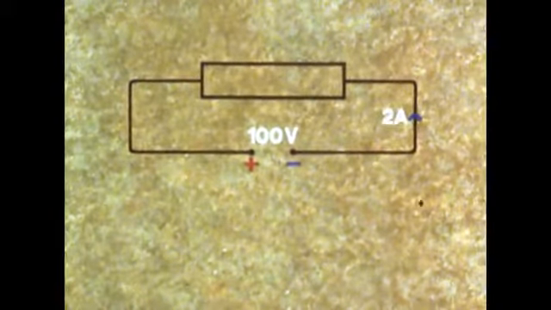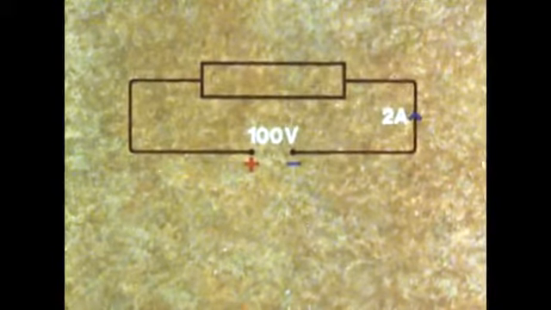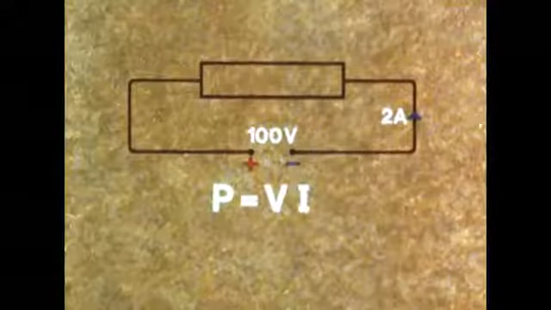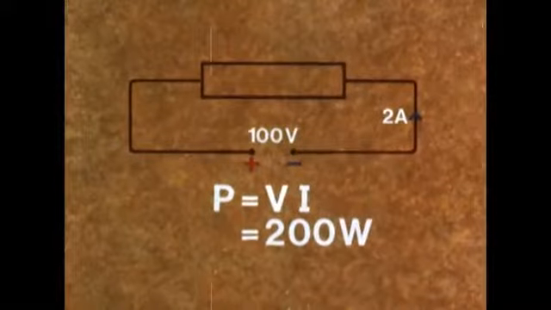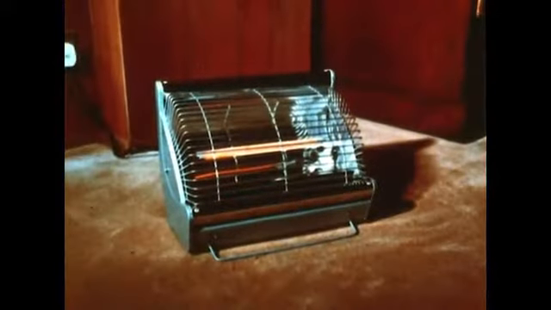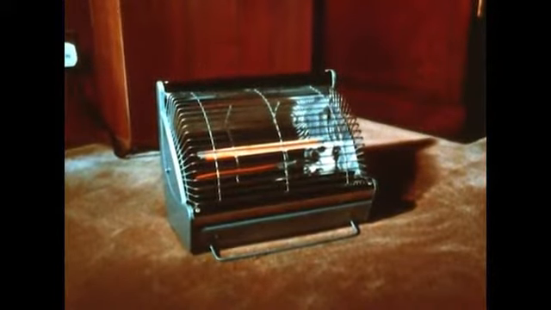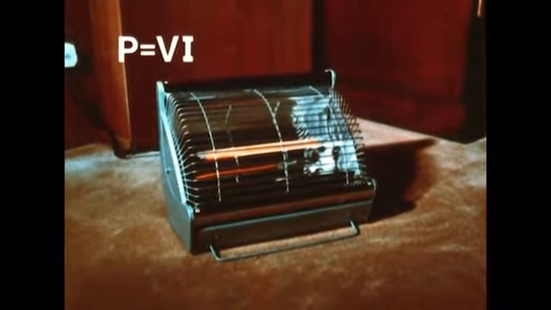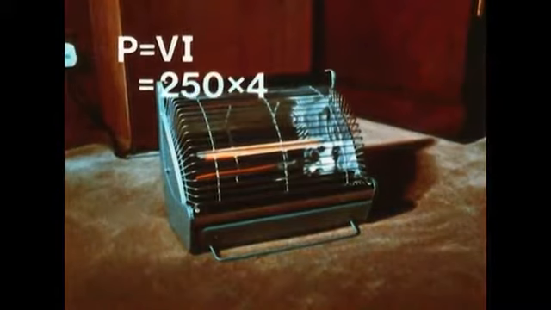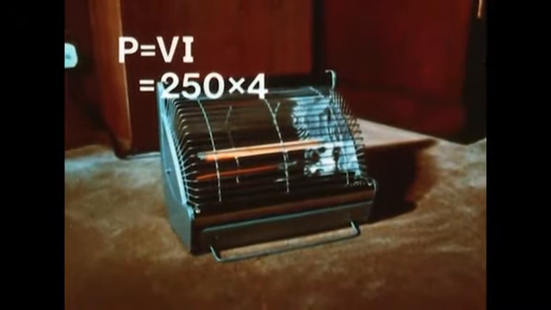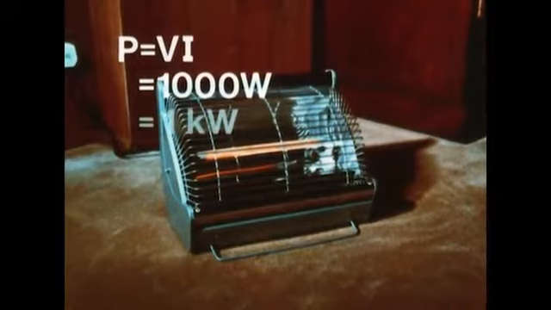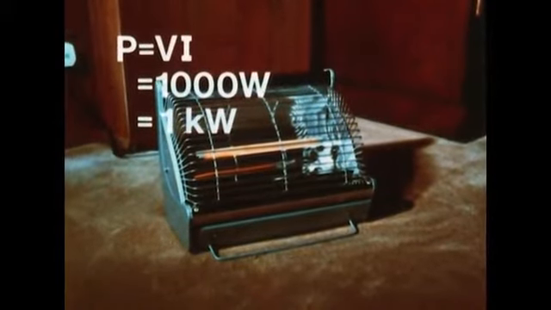For example, in this circuit, V equals 100 volts, and I equals 2 amps. So the power absorbed, P equals VI, that is 200 watts. Or again, this electric heater is connected to a voltage supply of 250 volts and is passing a current of 4 amps. The power absorbed by the heater is 250 times 4. That is 1,000 watts, 1 kilowatt. It's a 1 kilowatt heater.